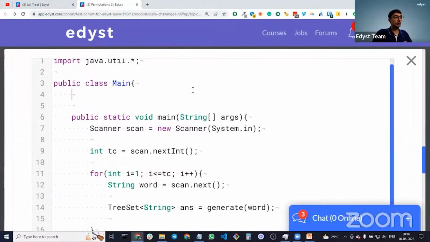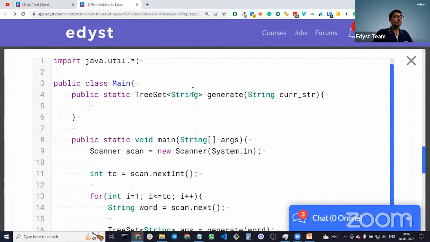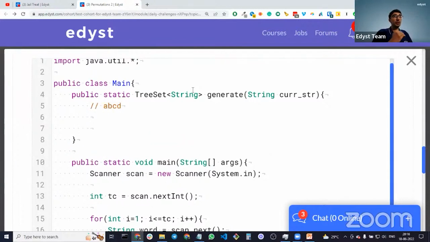Let me write the method here. Public static TreeSet string generate, string word, and not word, we'll say current string. So this is a current string. Assume, for example, I got ABCD over here. What do I want to do? I want to give everyone a chance equally to be the starting part. So I'm going to say, for int i equal to 0, i less than current underscore string dot length, go through the entire string, i plus plus.